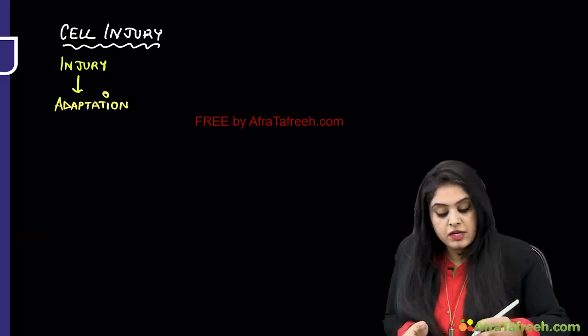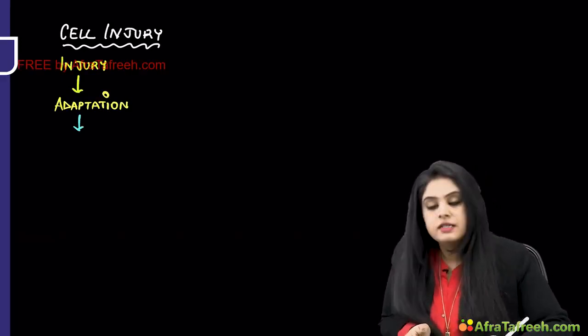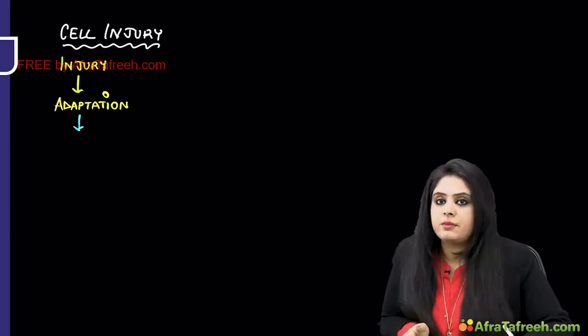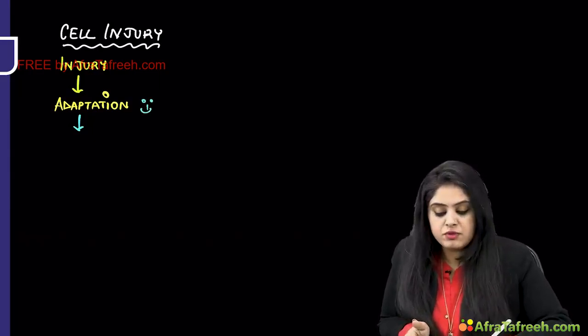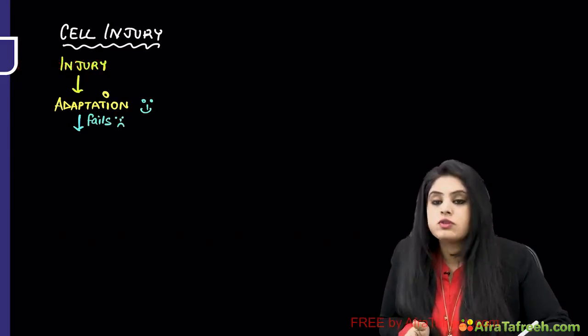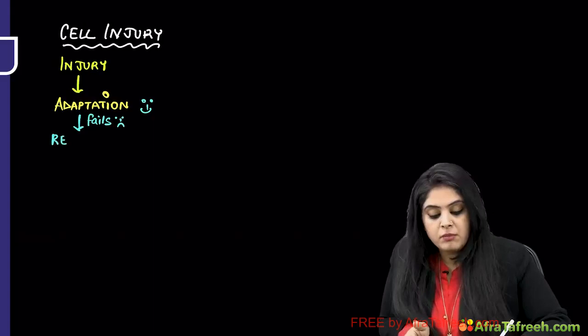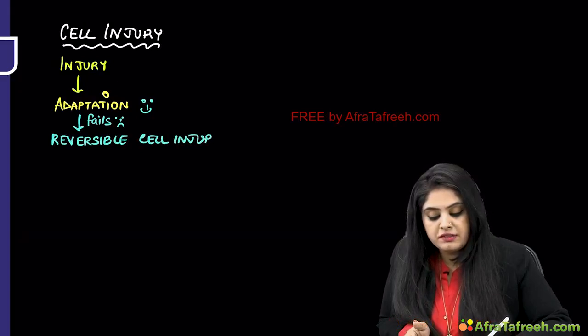Cellular adaptations. After the adaptations are done, the next thing that your body, so what if you adapt? Very good. I'll be very happy if I adapt to any situation. But what if adaptation fails? Then obviously I'm not too happy about it. That is when the body has entered into reversible cell injury.